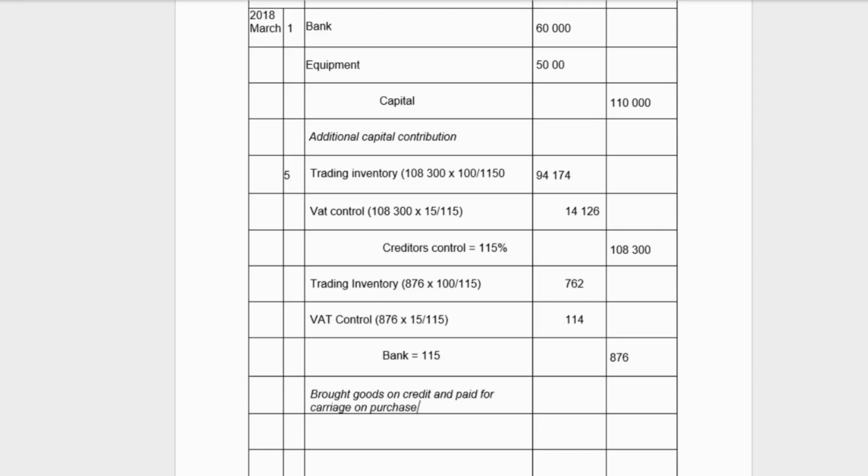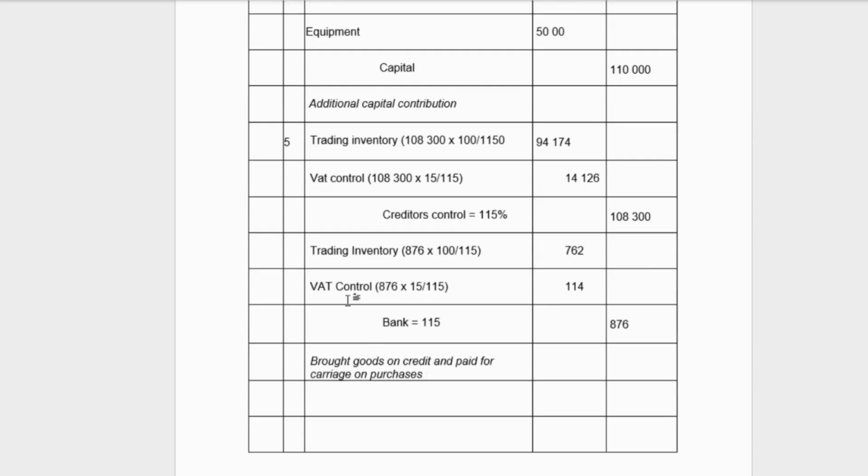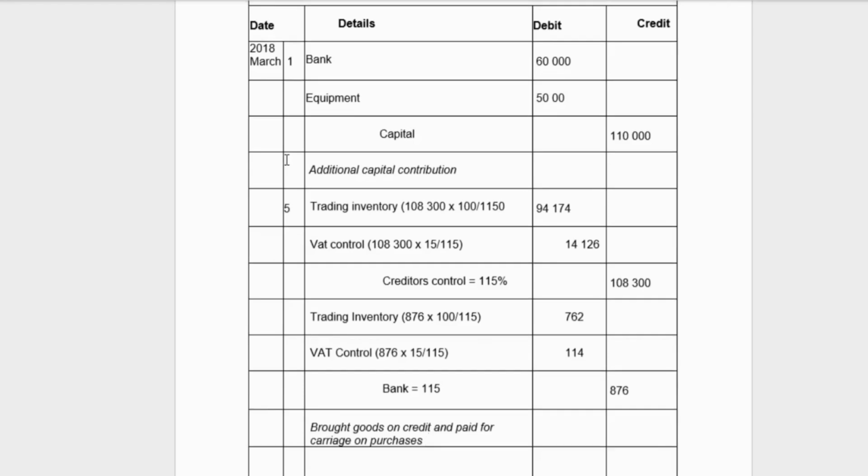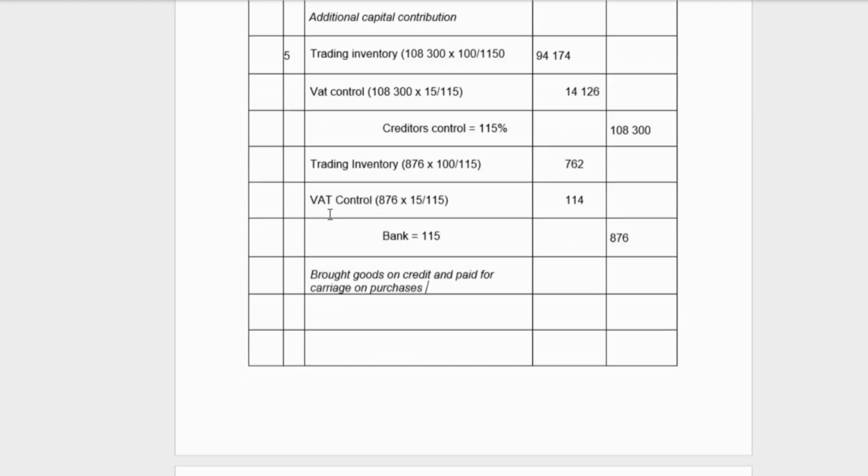And paid for carriage on purchases, right? That is how you can narrate this transaction. Or you can still divide these narrations into two. You can narrate for buying goods below here, and you can come in and narrate for paying for carriage on purchases, no problem, right? And you can also decide to narrate for all of them at once, okay? So that is transaction number 2 that happened on the 5th of March, right? So we are done with transaction number 2.